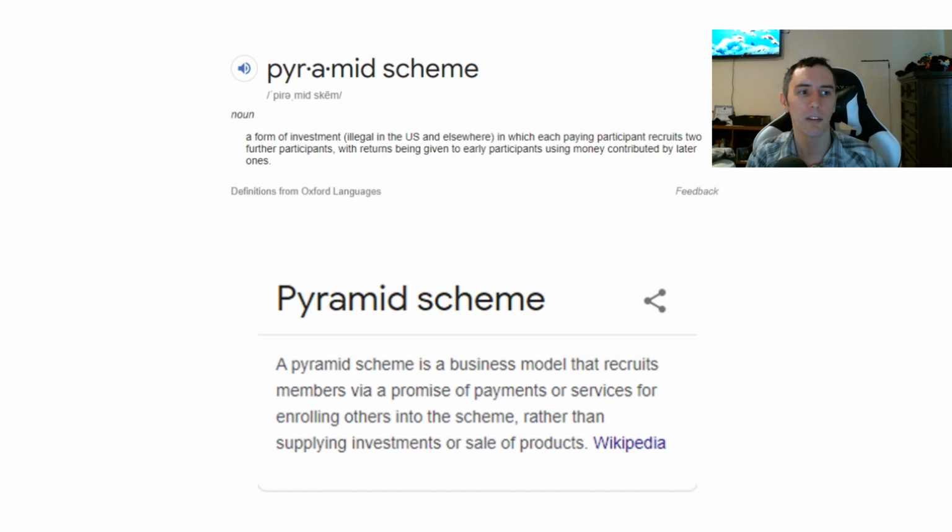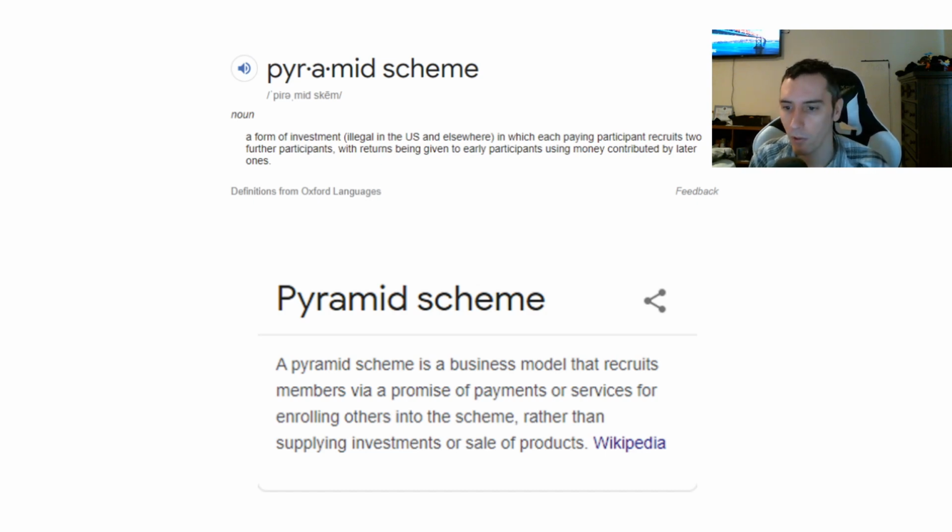So people want to say that it's a pyramid scheme, and people want to say that it's a Ponzi scheme. Let's look at the definition of what these actually are, instead of people just throwing out the term, okay? A pyramid scheme, by definition, is a form of investment illegal in the United States and elsewhere, in which each paying participant recruits two further participants, with returns being given to early participants using money contributed by later ones.